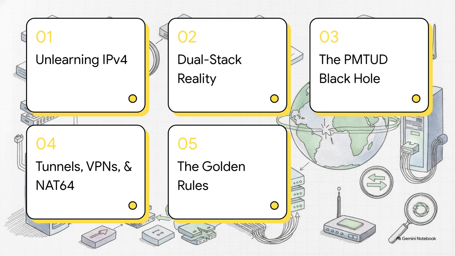So, here's our roadmap for this chapter. First, we'll talk about unlearning that ingrained IPv4 muscle memory. Then, we'll look at the dual-stack reality, the PMTUD black hole, dive into tunnels, VPNs, and NAT64, and finally, wrap up with the golden rules.